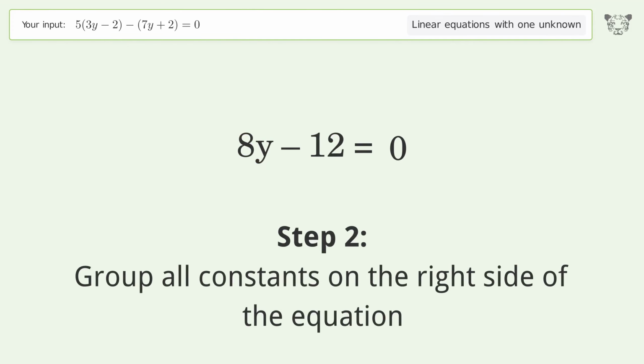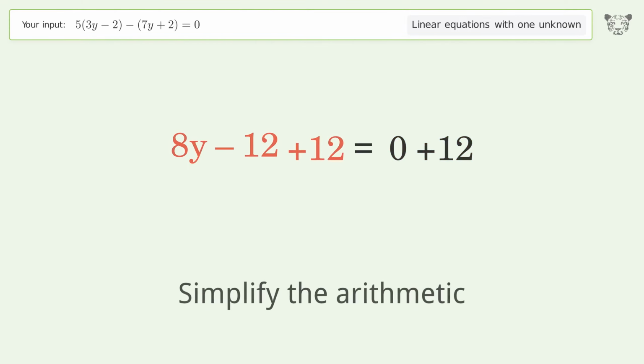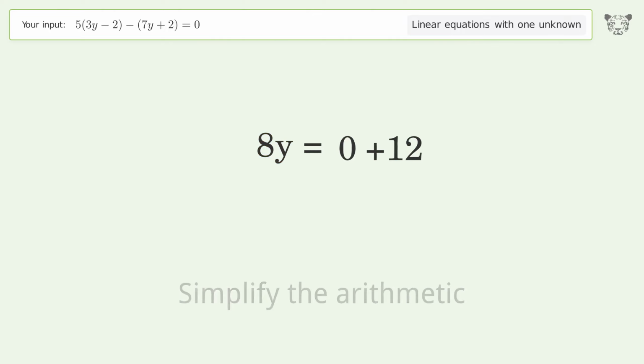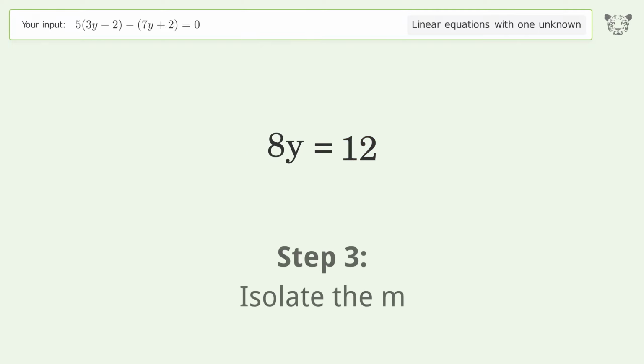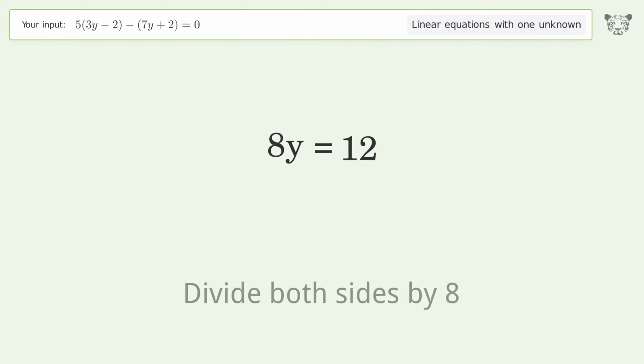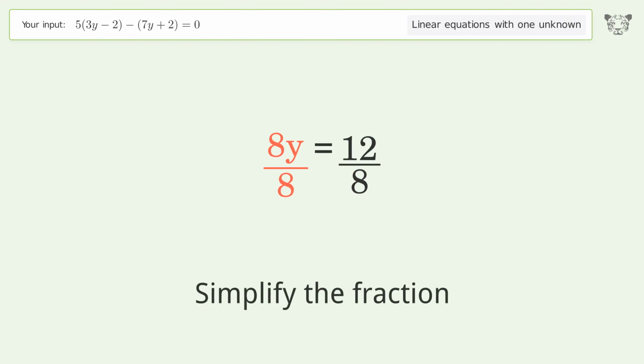Group all constants on the right side of the equation. Add 12 to both sides. Simplify the arithmetic. Isolate the m. Divide both sides by 8. Simplify the fraction.